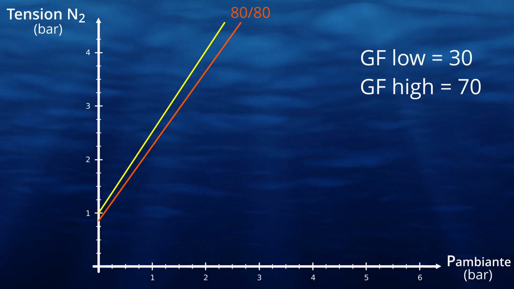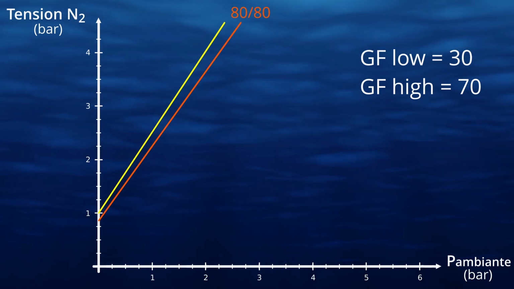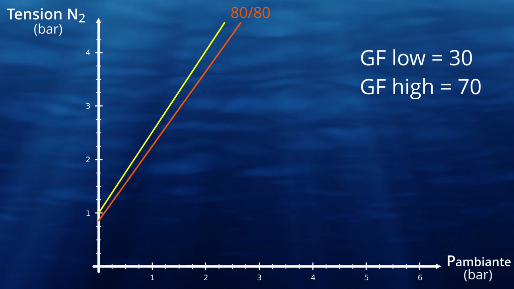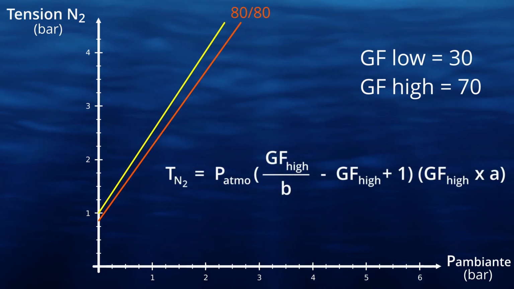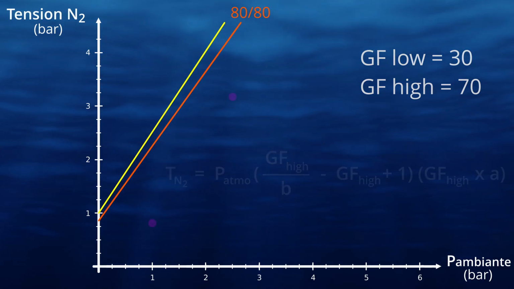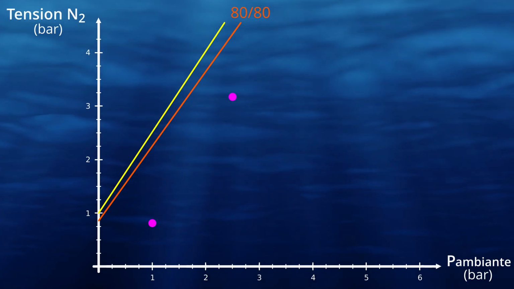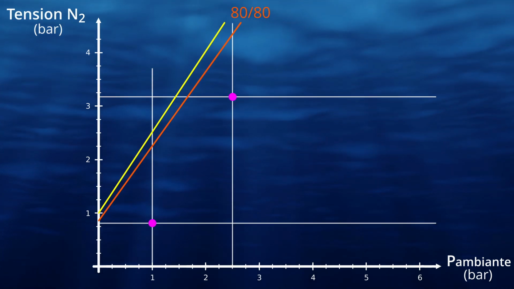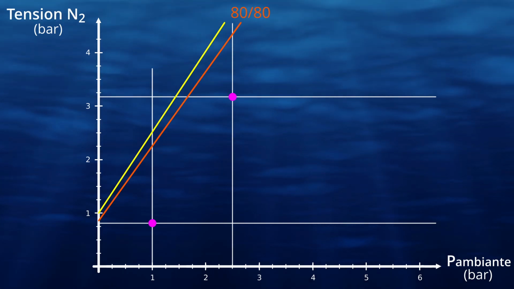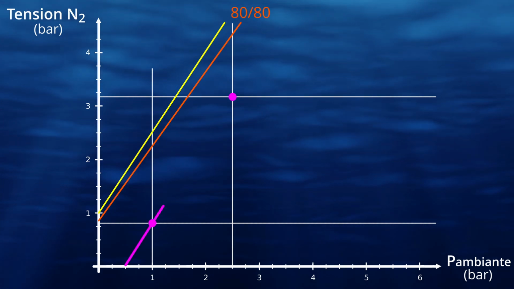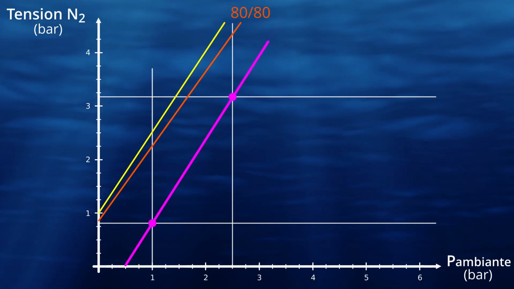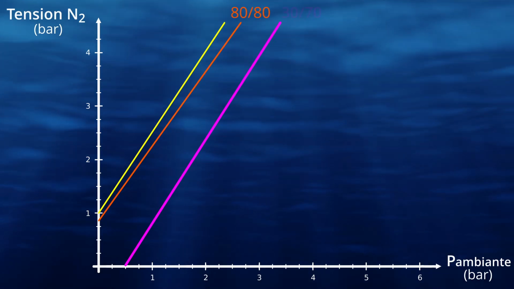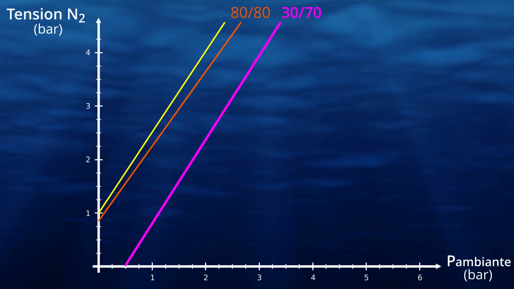This time we need to calculate the nitrogen tension we will accept once we reach the surface. The same formula still applies, but in the opposite direction. We now have 2 points, each defined by a nitrogen tension and a pressure. The simplest method for determining the GFs for intermediate stops is to draw a line between these 2 points. Here are the M values obtained for a GF setting of 30-70.